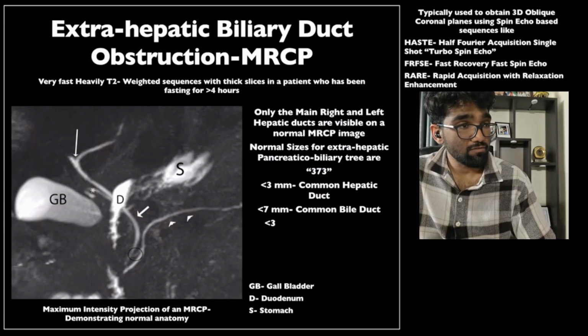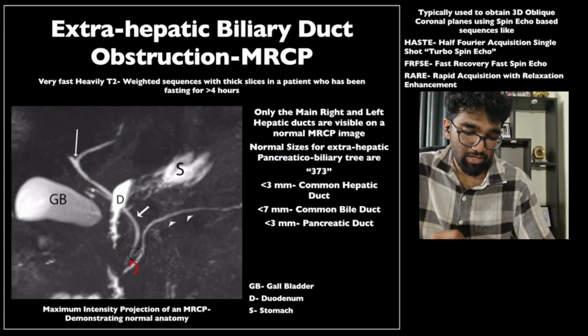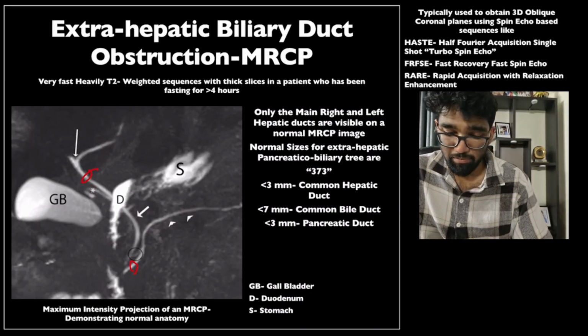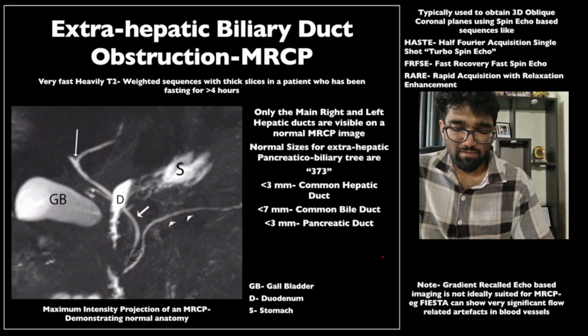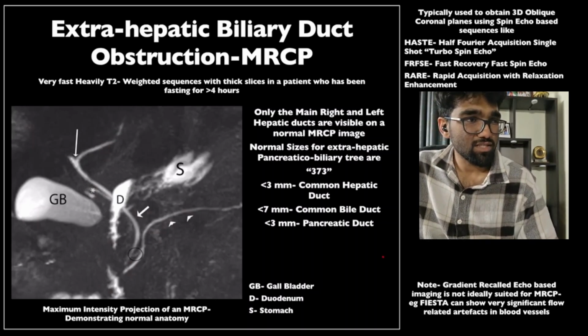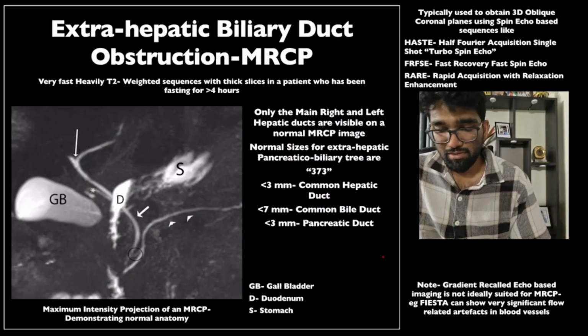And finally, we have 3 millimeters for the pancreatic duct. So it's 3 millimeters each for the common hepatic duct and the pancreatic duct, and 7 millimeters for the common bile duct. Now, importantly, there is an important caveat here. Again, once we discuss the MR imaging in detail, this will make a lot more sense.